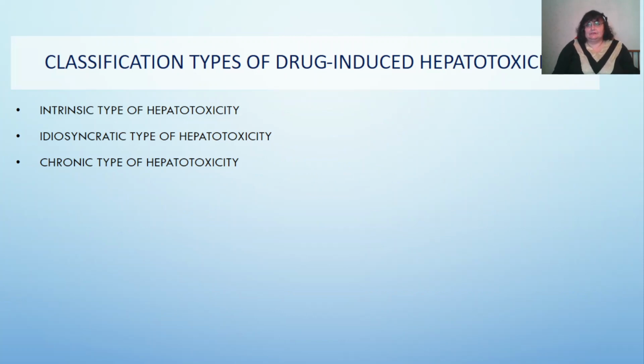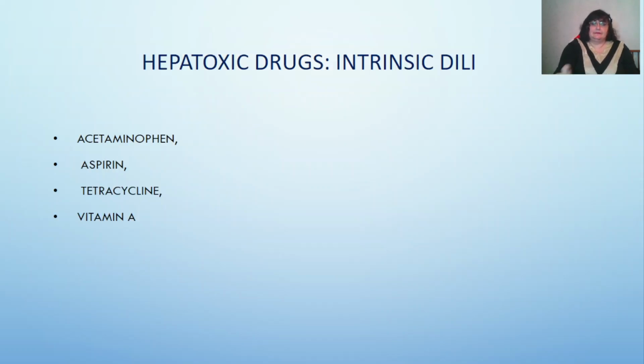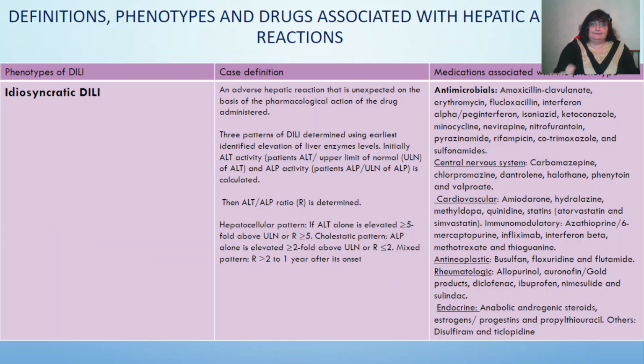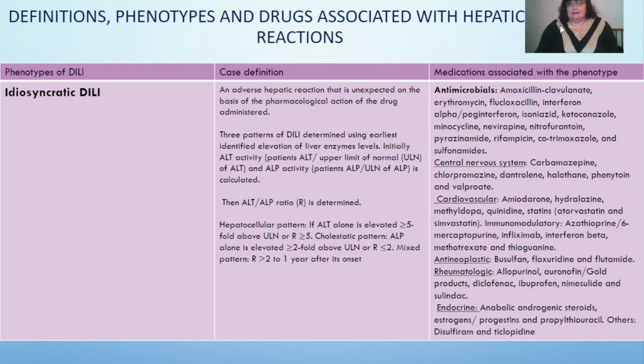Classification types of drug-induced hepatotoxicity. There are 3 types: intrinsic hepatotoxicity, idiosyncratic hepatotoxicity, and chronic hepatotoxicity. Hepatotoxic drugs causing intrinsic DILI, drug-induced liver injury, are acetaminophen, paracetamol, aspirin, tetracycline, and vitamin A. Definition: phenotypes and drugs associated with hepatic adverse reaction.